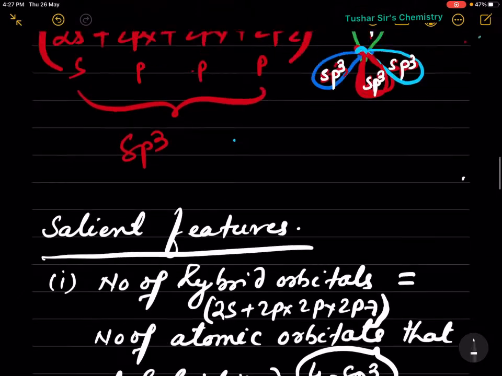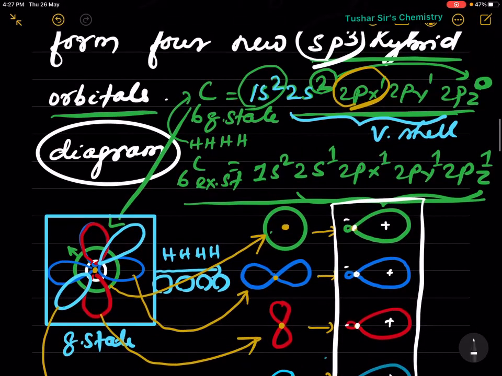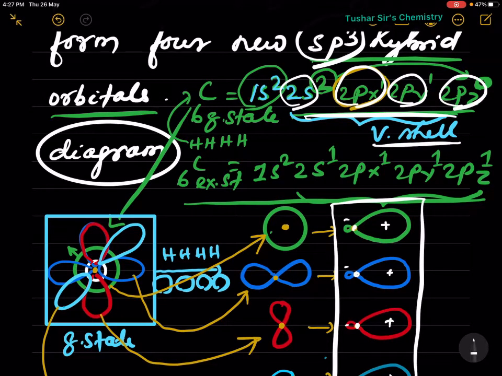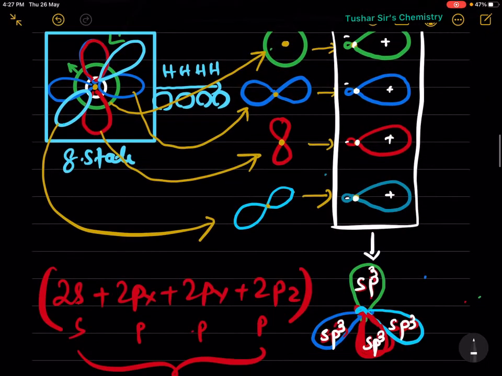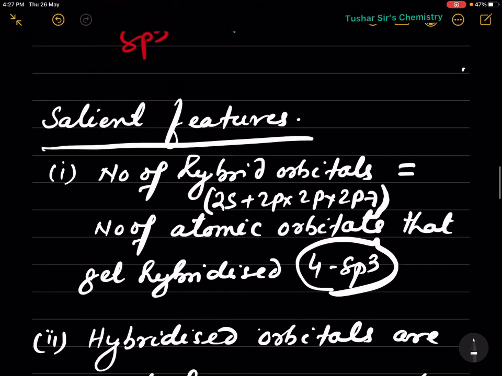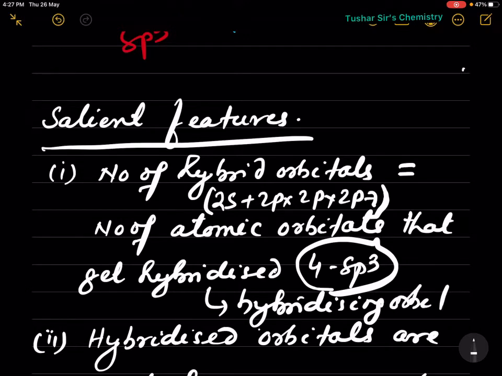Just as I have explained here, you see 2s, 2px, 2py, 2pz, four orbitals in the valence shell. During hybridization, these 2s, 2px, 2py, 2pz get hybridized to form four hybrid orbitals, and these are hybridizing orbitals. So the number of hybrid orbitals is equal to the number of atomic orbitals that get hybridized. These are also known as hybridizing orbitals.